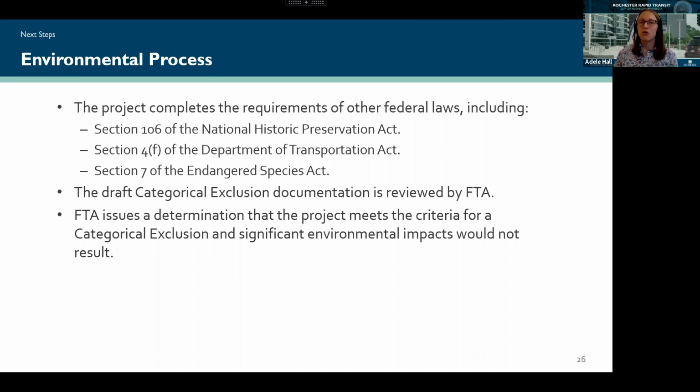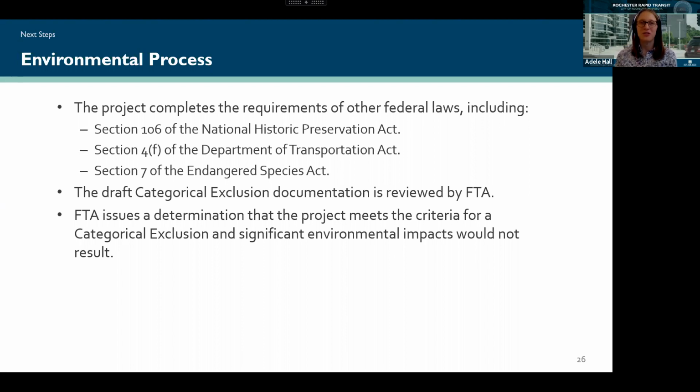So we do go through three reviews with FTA of this document. If they, on the first or second review, find that they do think there is an environmental impact, the process is meant to be iterative, so we can come back and alter the project if we need to avoid or minimize or mitigate any impacts. So that's our process over the rest of this calendar year, really going to be focused on moving through that environmental process.